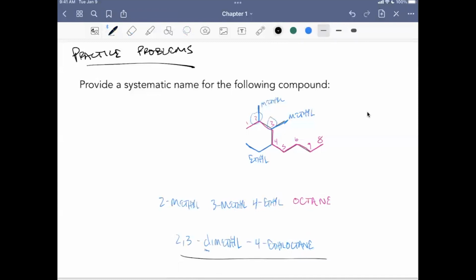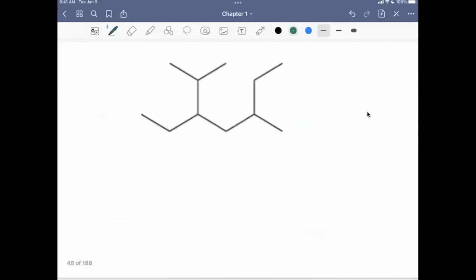2,3-dimethyl 4-ethyl octane. We have our parent name right here, and we have our substituents right here. Okay. Let's name this compound. So let's do the same thing. Let's see what our parent chain is. We have 1, 2, 3, 4, 5, 6, 7.